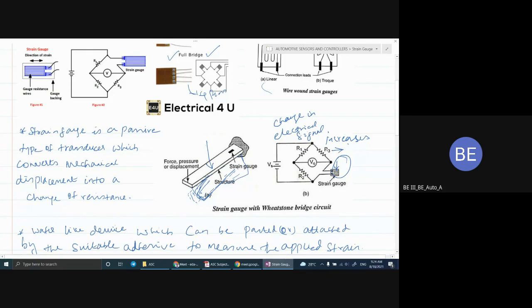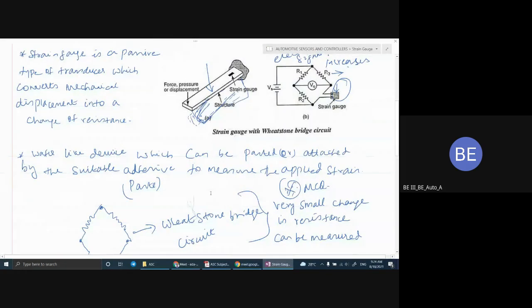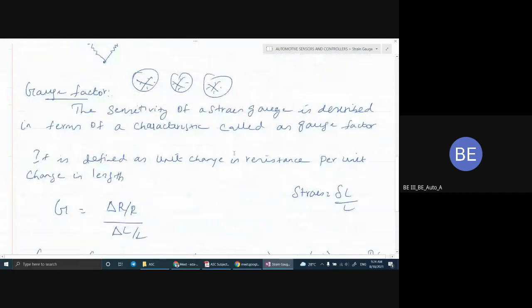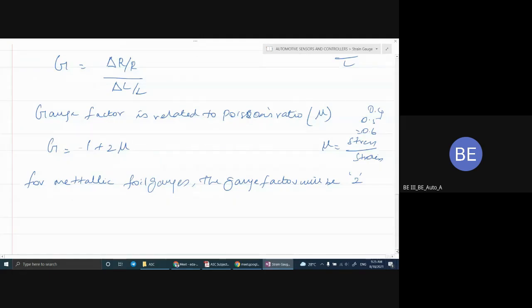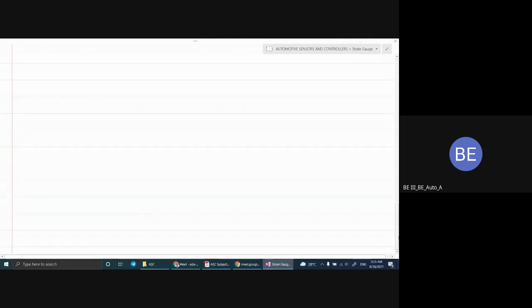The change in resistance per unit length is called the gauge factor. Just now only I have said, the change in resistance per unit length is called the gauge factor. Now the strain and the gauge factor have a certain relation.